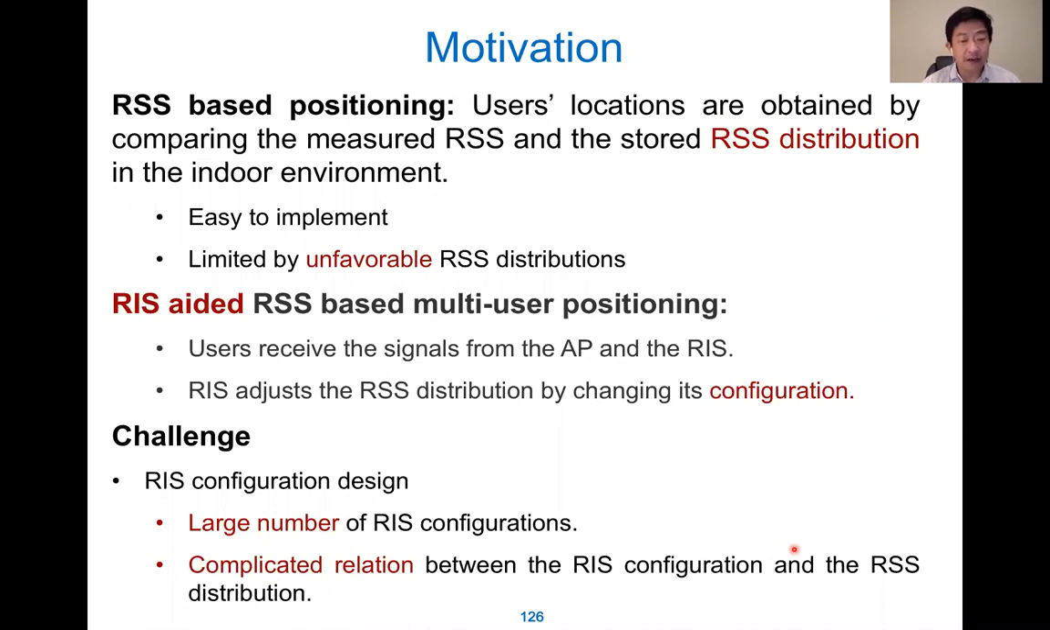So the challenge is RIS configuration design. There is a large number of RIS configurations. And it's a complicated, coupled relationship between the RIS configuration and the RSS distribution. So here the story is that, if I have a surface there, for indoor localization using RSS, because of multipath and so on, it's chaotic, and the accuracy is not very good. But if using the RIS, could we clean up this chaotic indoor multipath environment, so that RSS-based algorithms can be much more accurate? So this is basically the key idea.